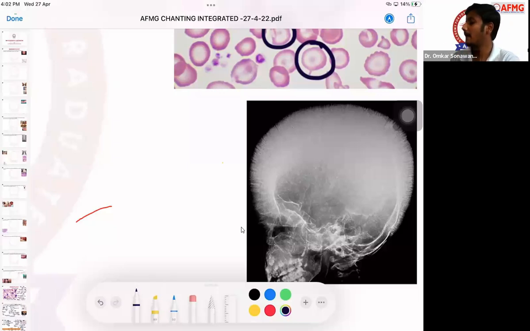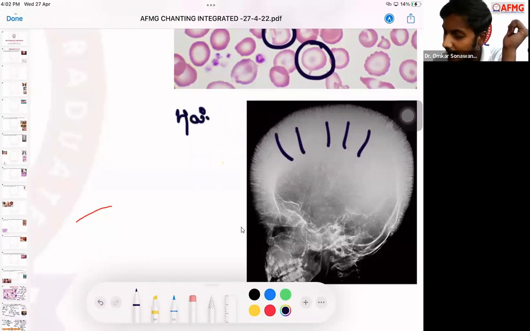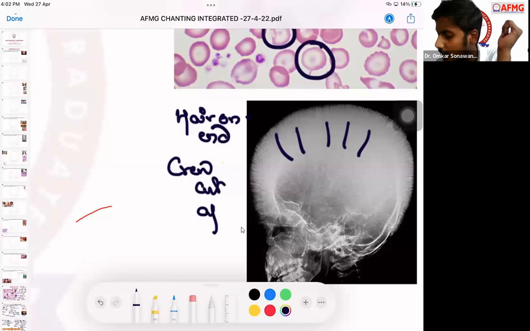Yeah, the trabeculations would be much more prominent, as you can see over here, and this is actually called the hair on end appearance. Which appearance? Hair on end appearance, also known as the crew cut appearance.